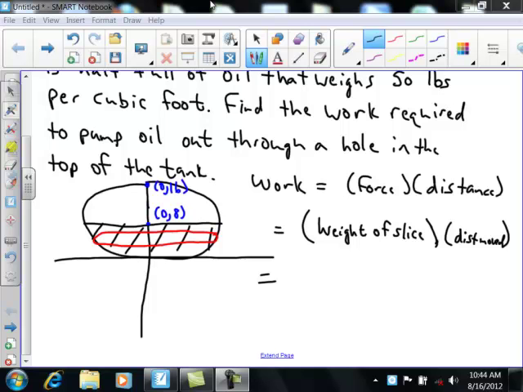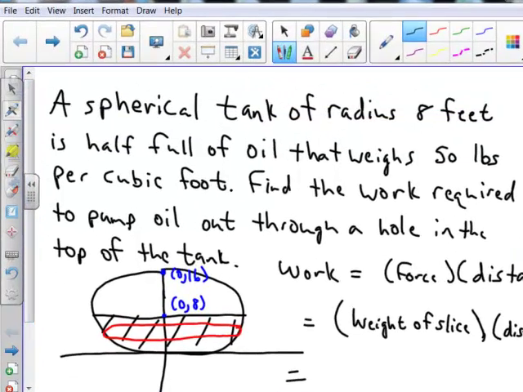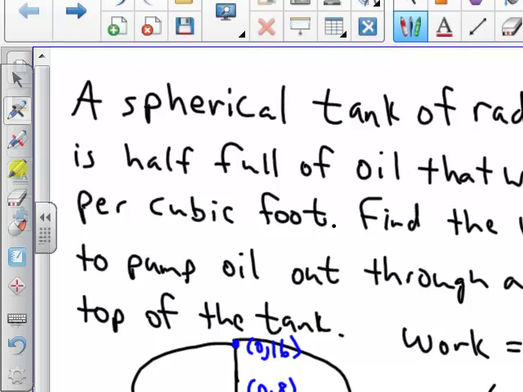This is a third example of work. These are going to be involved with pumping liquid in or out of a tank. And I'm going to do a specific example and talk about some different things as we go through this example.